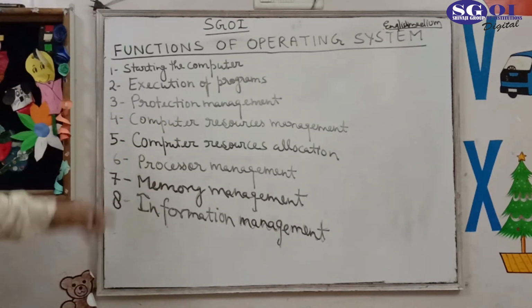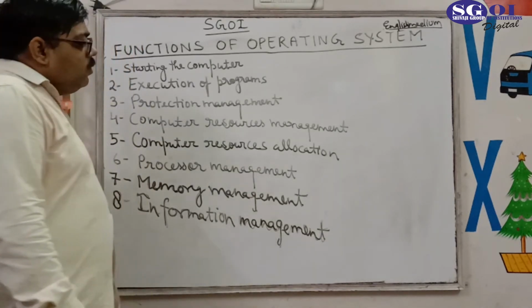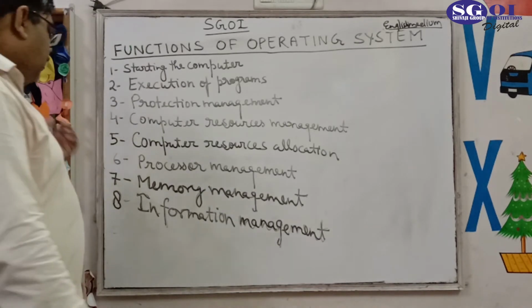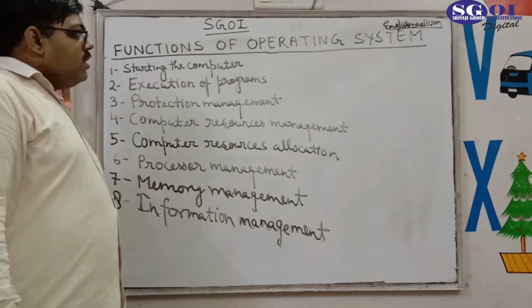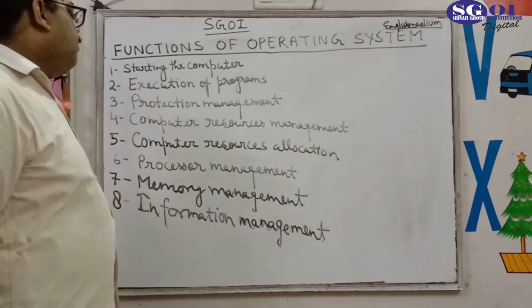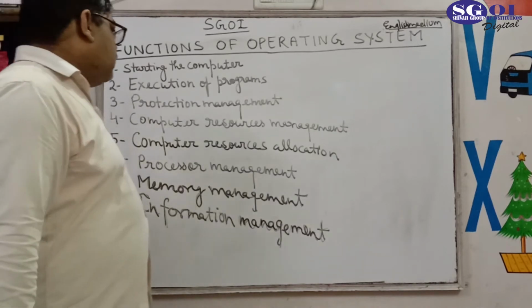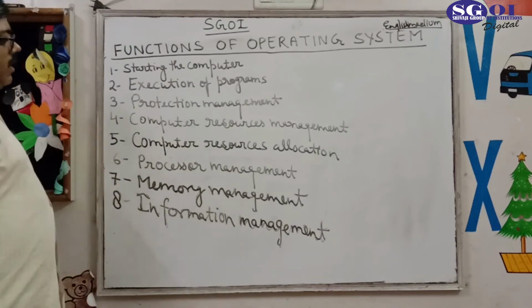What is computer resource allocation? There are many resources like the input unit, output unit, buses and other things. So the computer does resource allocation with the help of the operating system. We can allot resources like a printer or a plotter with the help of the operating system.